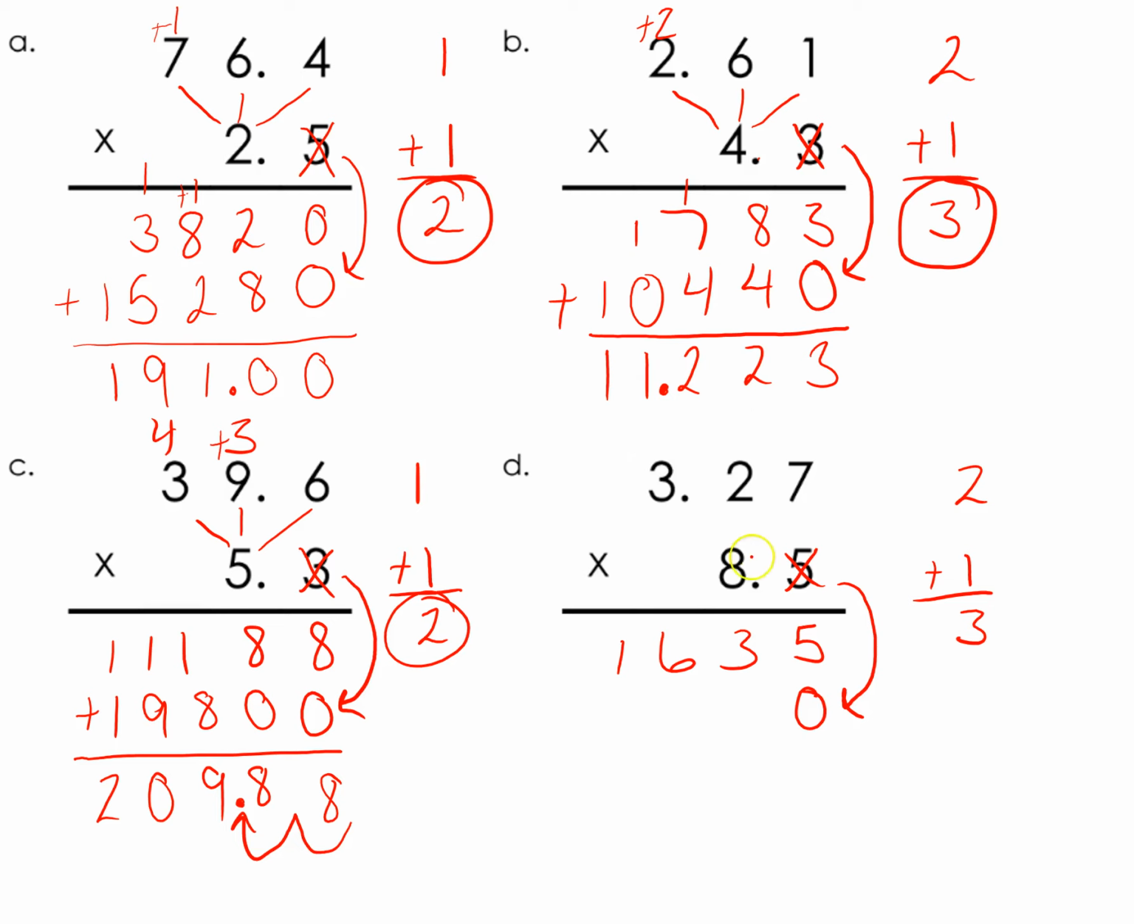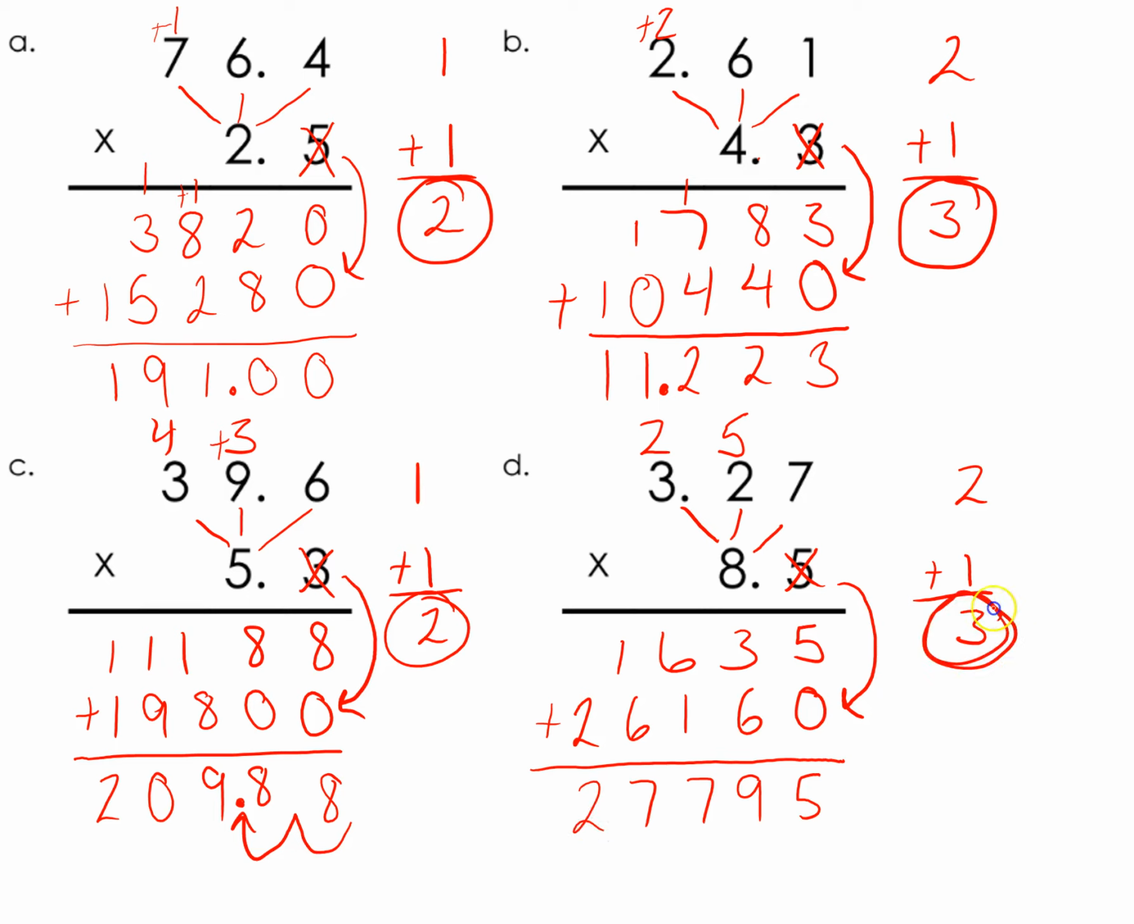And now I multiply the 8 times each number. 8 times 7 is 56. 8 times 2 is 16, plus 5 is 21. 8 times 3 is 24, plus 2 is 26. Add that all up. 5 plus 0 is 5. 3 plus 6 is 9. 6 plus 1 is 7. 1 plus 6 is 7 and 2.